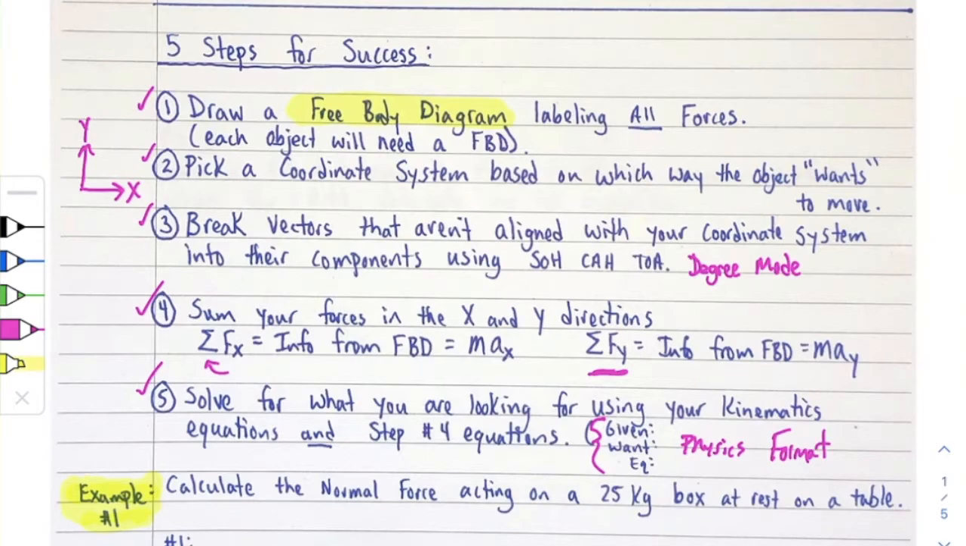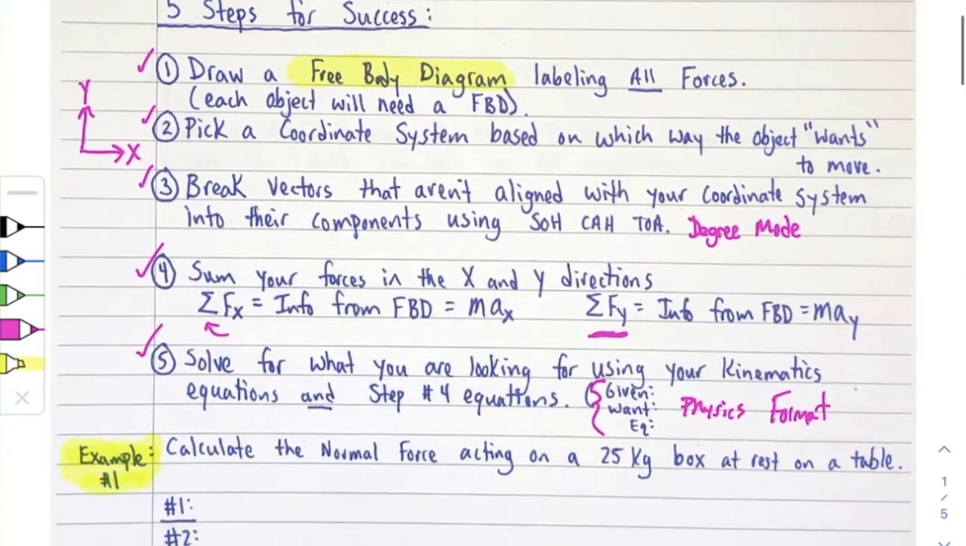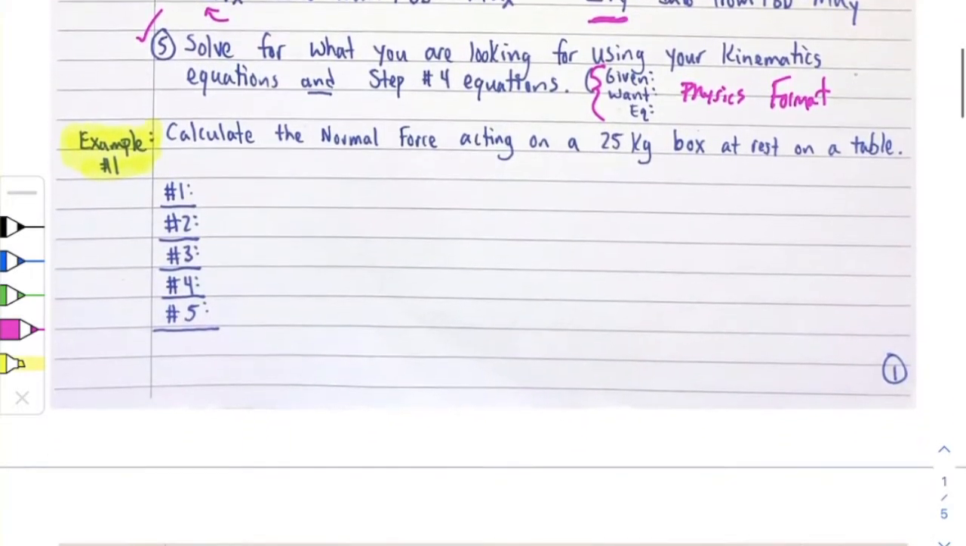Now we have to do kind of 4 steps to set this up. So you'll see these problems are a little bit more involved, but if you can do these problems, it's basically saying you really know your physics from all the stuff we've done before. So let's try the 5 steps for success.